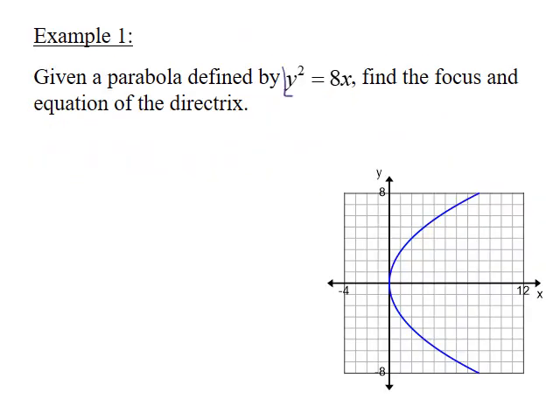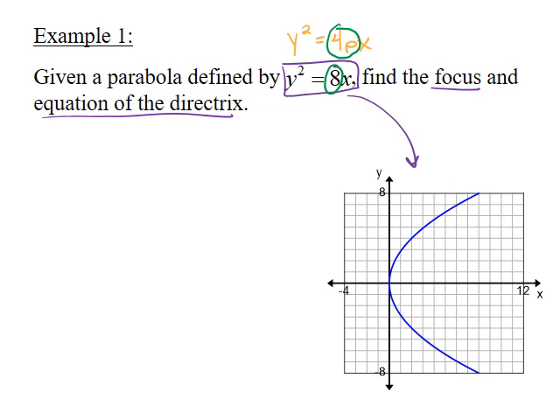Here, we're given this equation of a parabola, and we are asked to find the focus and the equation of the directrix. So I've gone ahead and graphed this for you here, and I want to remind you that the focus should be somewhere in here, whereas the directrix should be somewhere out here. So since the general form is y squared equals 4px, in our case, 8 is replacing 4p. So we can go ahead and say that 4p is equal to 8.